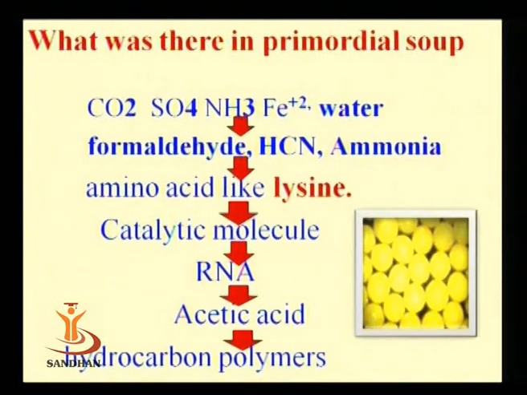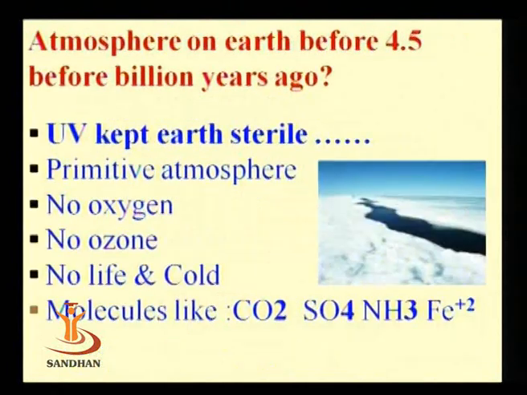Friends, we are talking about atmosphere of Earth before 4.5 billion years ago. At that time, Earth was not having today's environment or today's atmosphere. The atmosphere was very primitive. There was no oxygen, there was no ozone, there was no life, and Earth was very cold. UV radiation from the sun was keeping the rocky surface of the Earth completely sterile. Earth was having molecules like carbon dioxide, sulfate, ammonia, iron, etc.